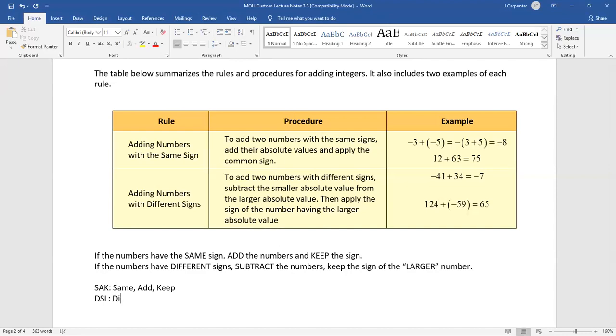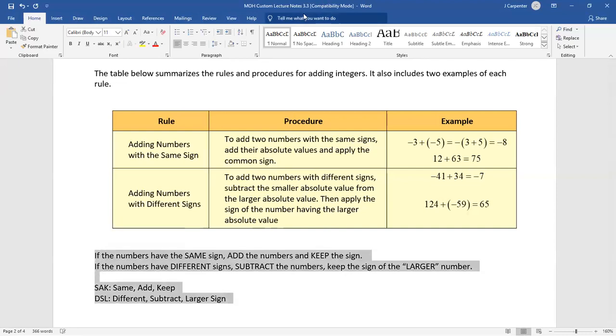DSL stands for different signs. Then you're going to subtract the numbers, again, larger minus smaller, ignoring all original signs, and keep the larger sign. And by larger, I don't mean the one you wrote bigger. I mean, when you think about it in absolutes, whichever one had the larger number, that's the one you'll take the sign of.